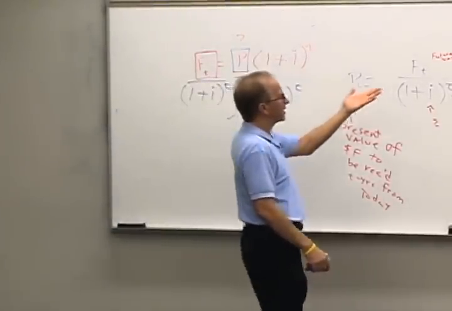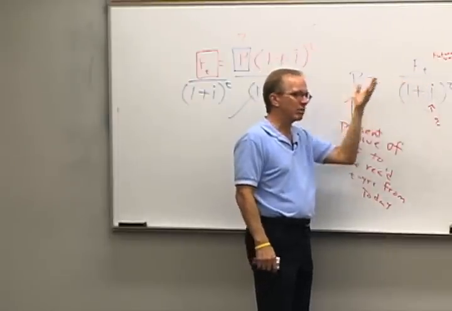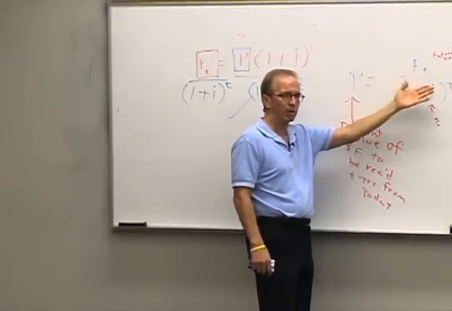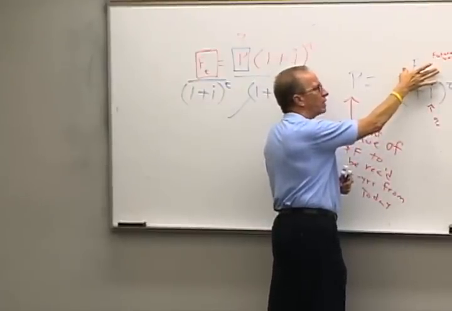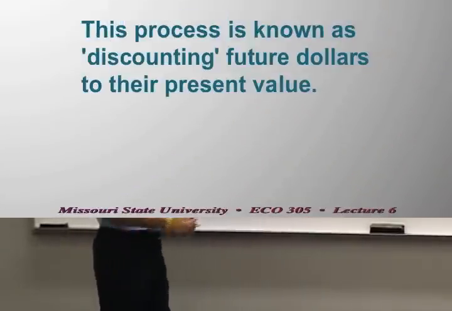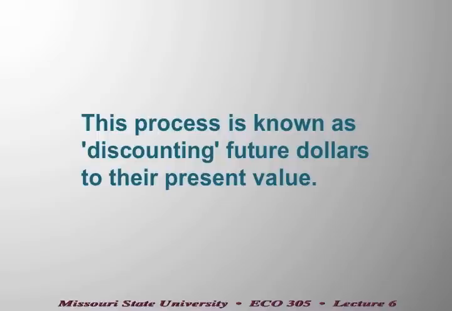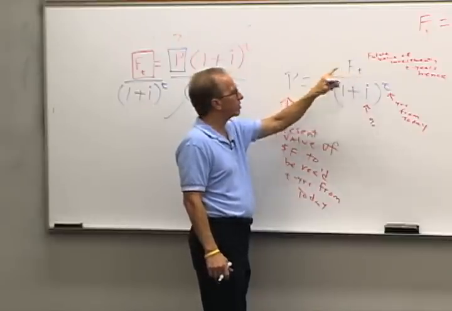Well, here's what we do. If somebody promises you future dollars, we decrease their value when we translate what's their value presently. This process right here, you see how we decrease their value. Here's a promise of some future money. The way we decrease that to see its present value is we divide it by something bigger than 1. This process is called discounting to present value. Discounting what? Discounting future dollars to their present value.